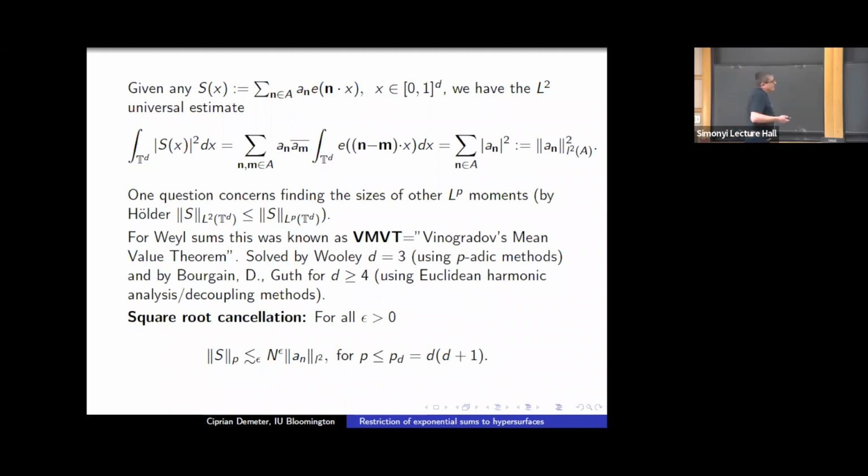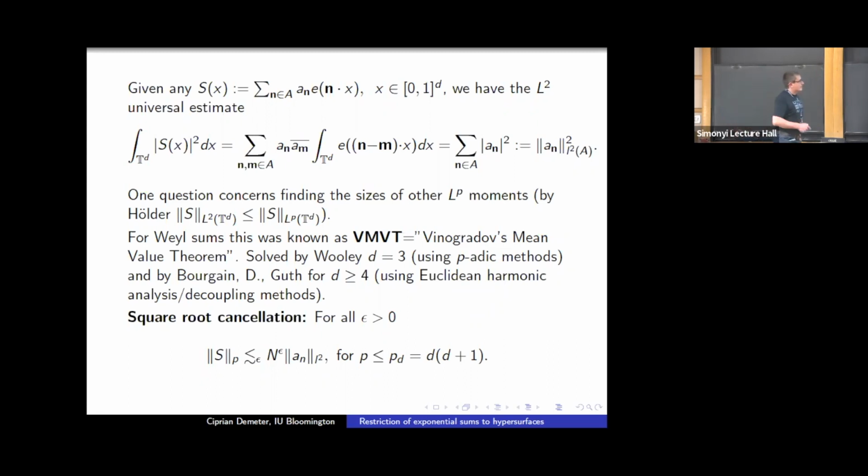And you can ask the question about other moments. What happens, for example, for p greater than 2? You can only say that the norm increases if p is greater than 2, because this is a probability space, but you don't know how much more it increases.